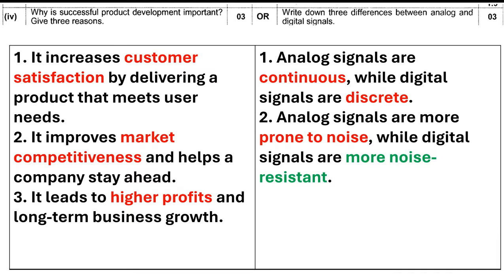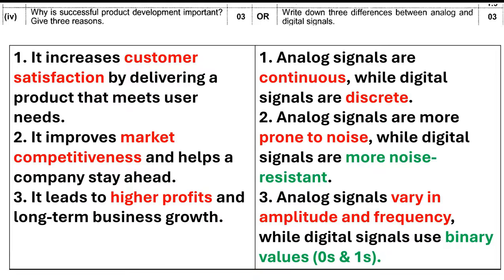Number two, analog signals are more prone to noise, while digital signals are more noise resistant. Analog signals can produce more noise, while in digital signals there is less noise. Number three, analog signals vary in amplitude and frequency, while digital signals use binary values, that is 0 and 1.